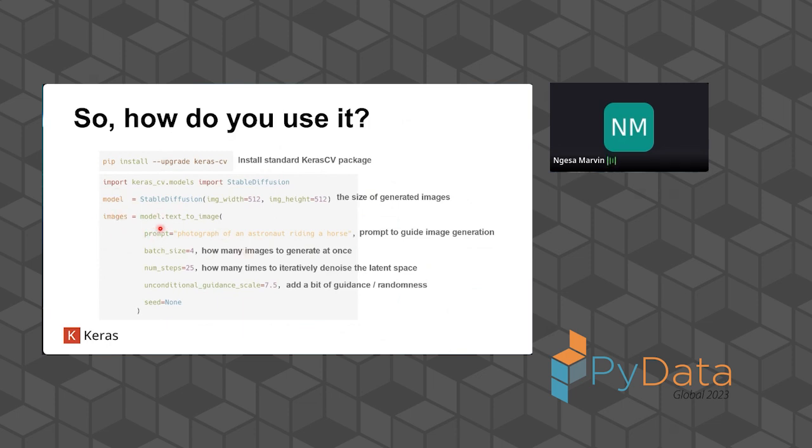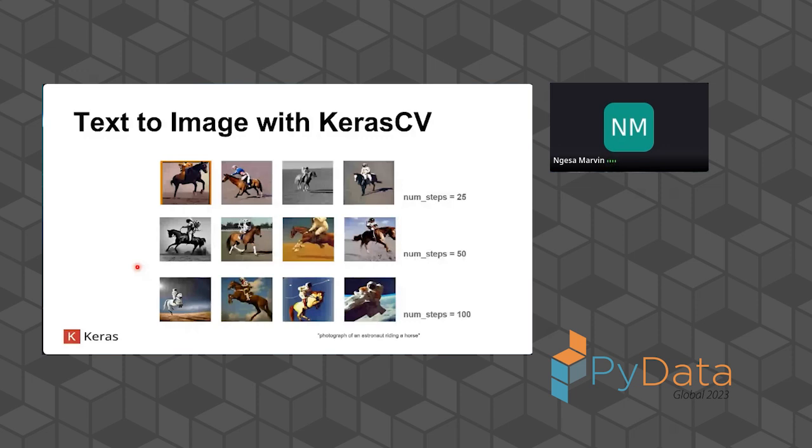This model has a method called text_to_image, where you can pass these variables. Define the prompt, the text that you want. Define how many images you want to generate at once, let's say 4. How many steps do you want to take? Is it 25, 50, or 100? The number of steps you take decides how clear the image eventually is. Also, how random do you want the image to be?